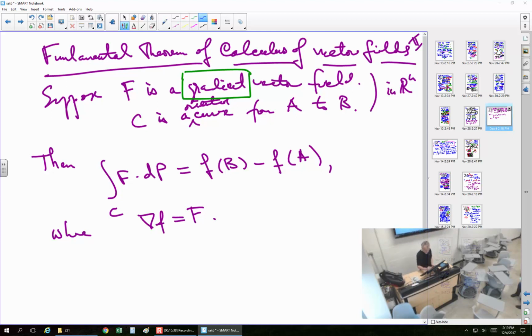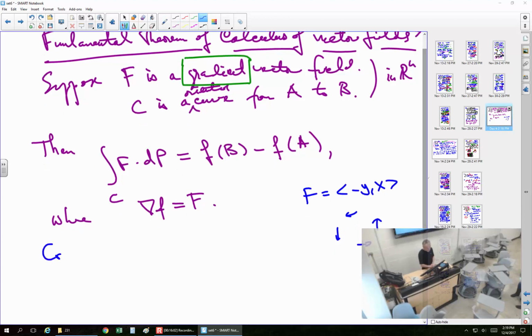Once again, the example would be the vector field negative y, x, the rotation vector field. It's not a gradient vector field. Not only is the theorem not applicable, the result is not true. It might not be obvious from this form of the theorem, but let's take it one step further, and we have a corollary.